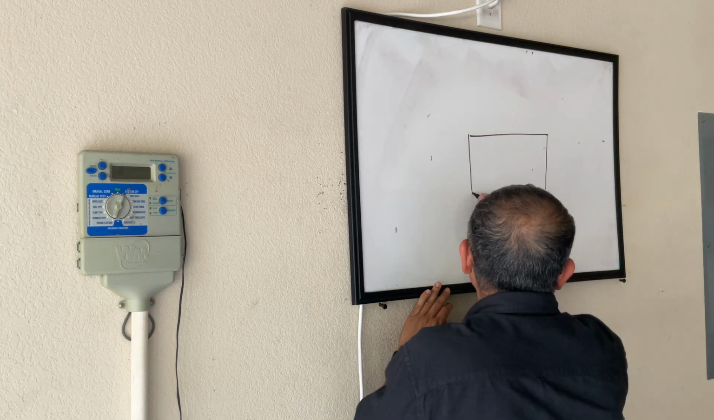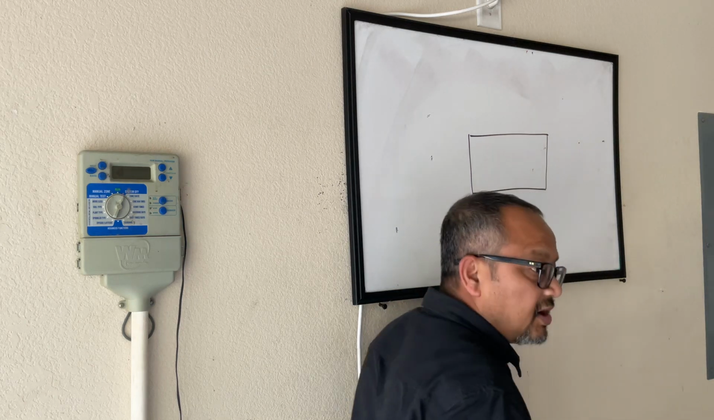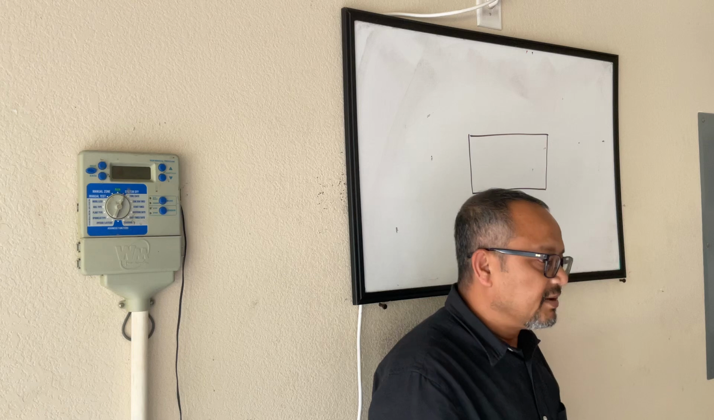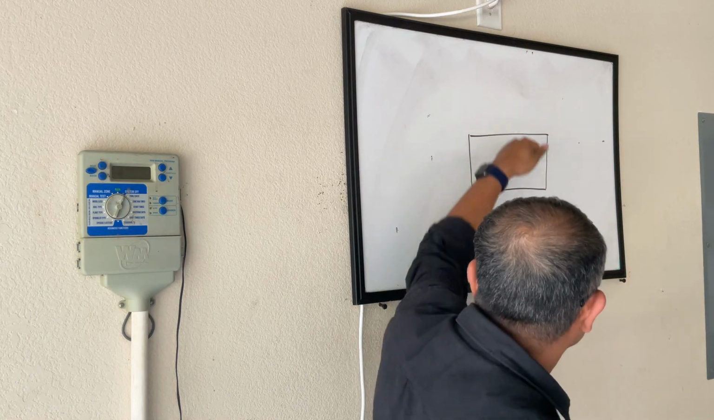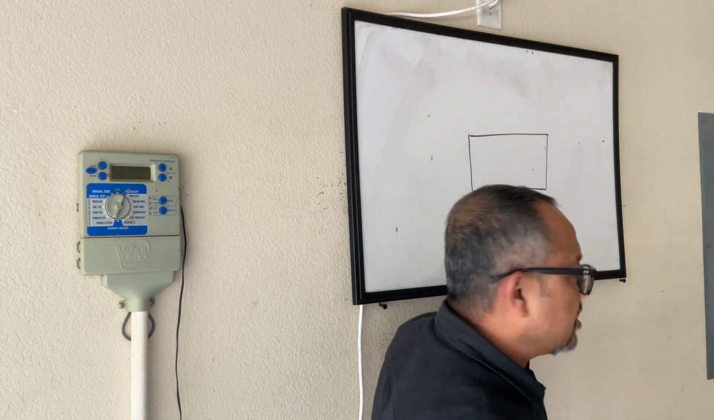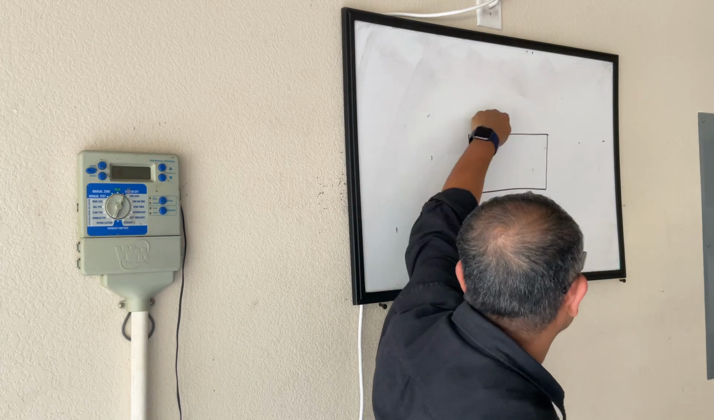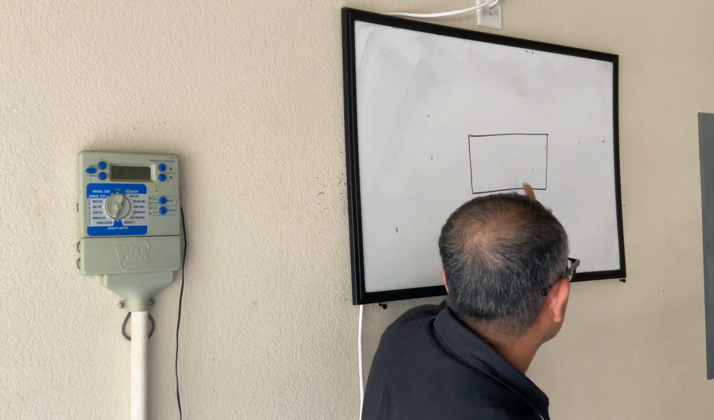This is a shape that I am calling a rectangle. Why? Because it has opposite sides same or equal and parallel. So this side and this side are equal and also parallel.